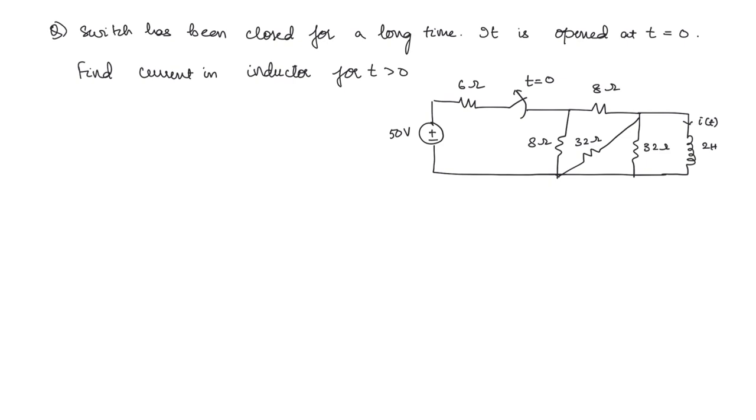Okay. So what are the things that we will be needing to find when it is a source free circuit? We have to find the initial current, that is I of 0, and you have to find the time constant tau. Okay. Because it is a source free circuit.